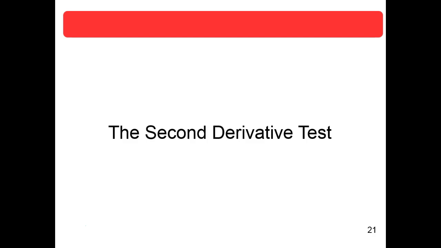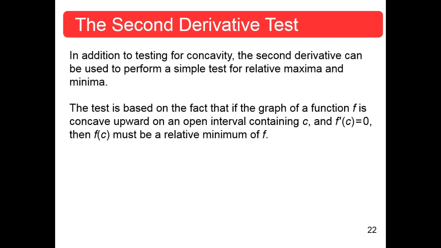We're ready now for the second derivative test. In addition to testing for concavity, the second derivative can also be used to form a simple test for relative maximum or minimum. The test is based on the fact that if the graph of a function f is concave upward on an open interval containing some point c, and if f prime of c is 0, meaning it's got a horizontal tangent line, then f of c must be a minimum.